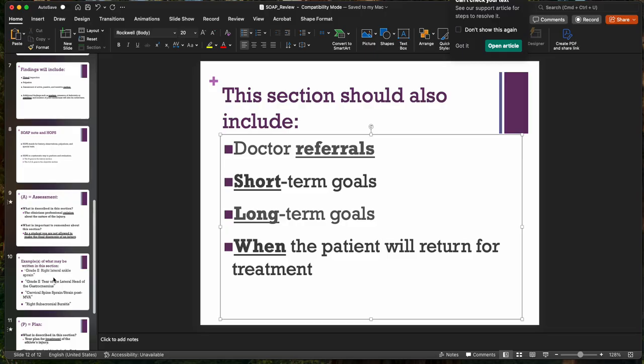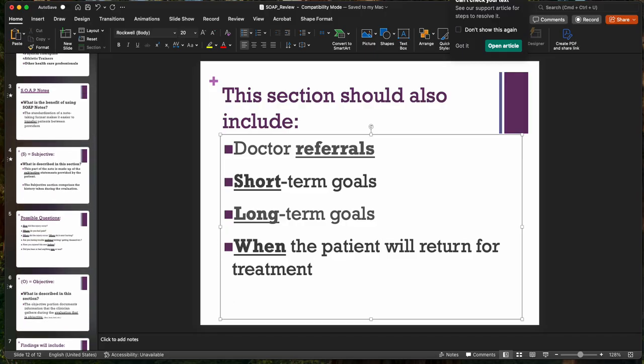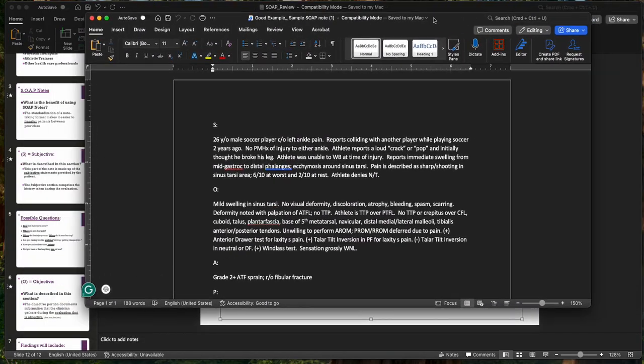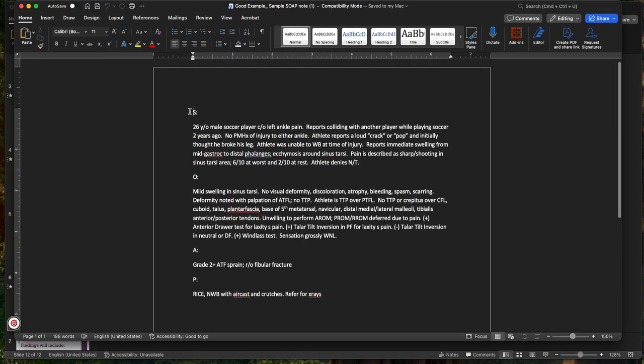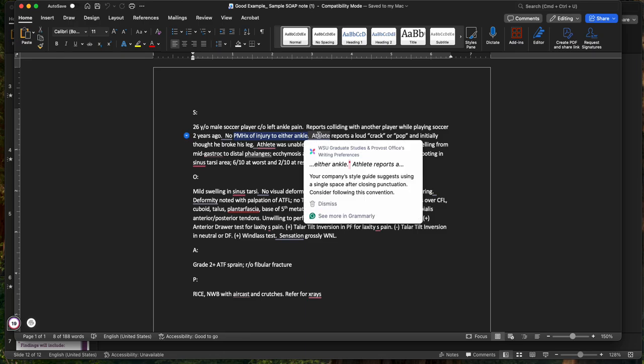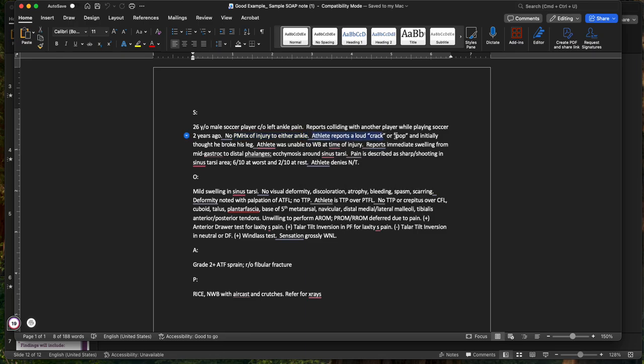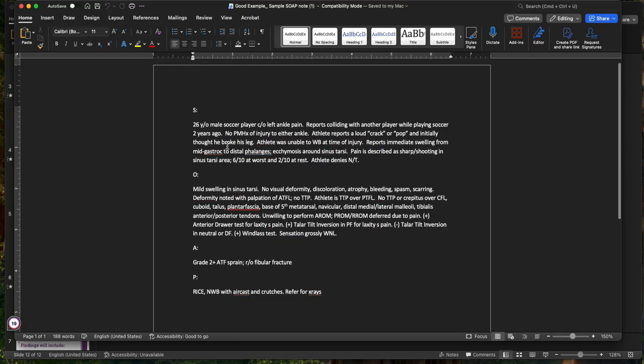So that I want to just show you guys. Once a SOAP note is completed, it's going to look like this. This is an example of a SOAP note that I keep on my computer. Here in the S section, we're going to see essentially the history. 26-year-old male soccer player complains of left ankle pain. Reports colliding with another player while playing soccer 2 years ago. No past medical history of injury to either ankle. Athlete reports a loud crack. I think you guys see this. These are all part of the history that was obtained on this individual.